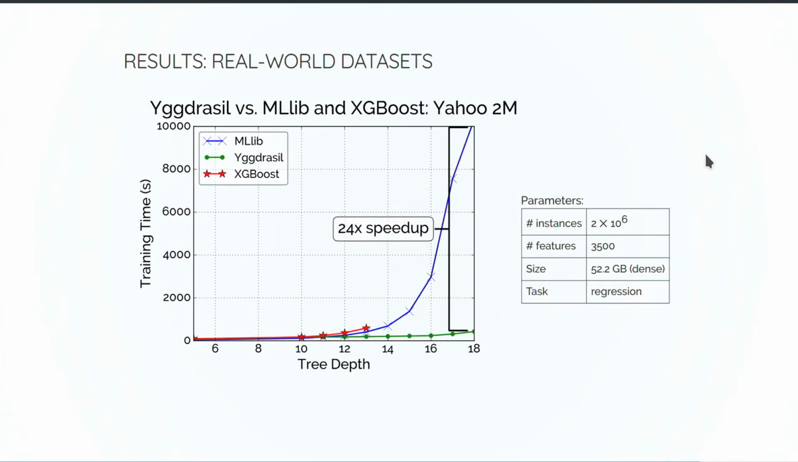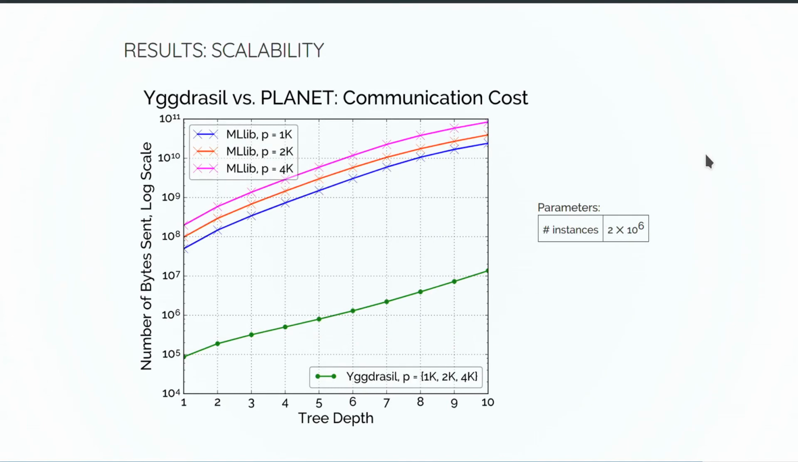On a data set that Yahoo provided, which consisted of 2 million instances in a regression task, we see similar scaling as predicted by theory. When the tree depth gets large, MLlib's training time grows exponentially, whereas we see linear scaling with Yggdrasil's training time. There's a 24x increase when you're training trees of depth 18. And finally, we measured the communication cost, so the number of bytes sent across the network when running these two algorithms. And we see that in almost all training regimes, while the scalings are similar, Yggdrasil is transferring less data as measured in bytes across the network.